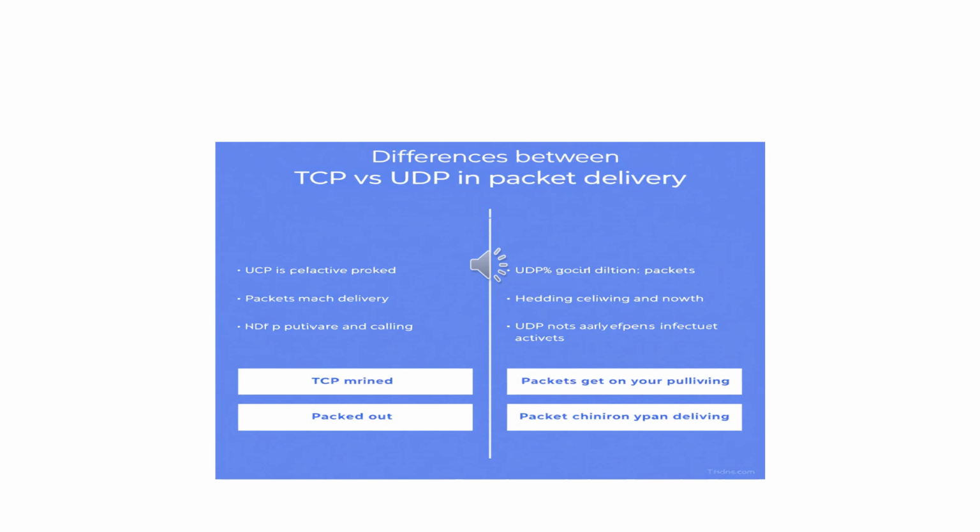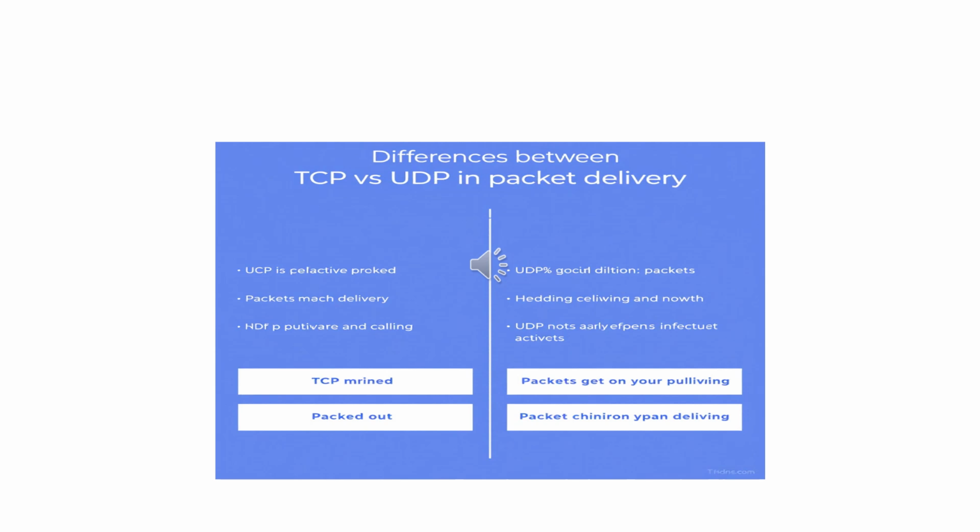On the other hand, UDP, User Datagram Protocol, is designed for speed and efficiency at the cost of reliability. It uses checksums. UDP also uses checksums for error checking, but unlike TCP, it does not attempt to recover from errors. If a packet is erroneous, it is simply discarded.